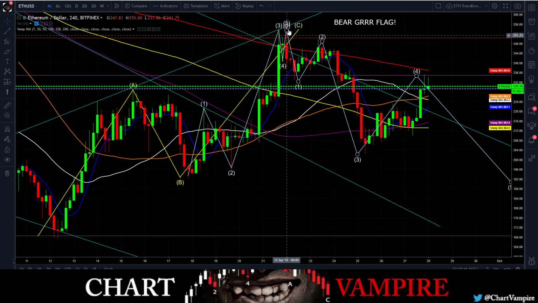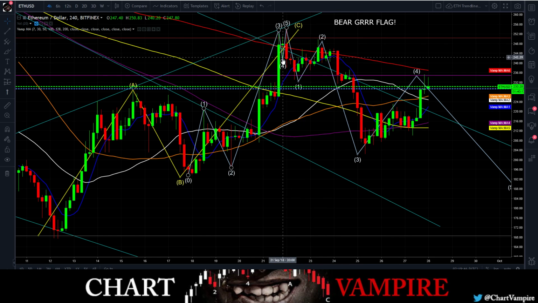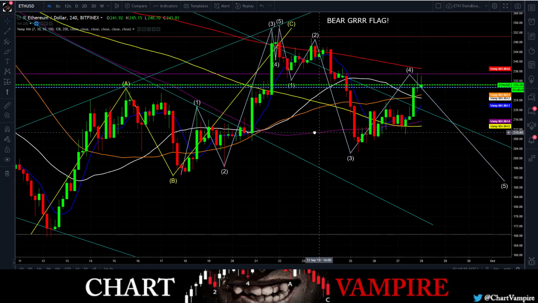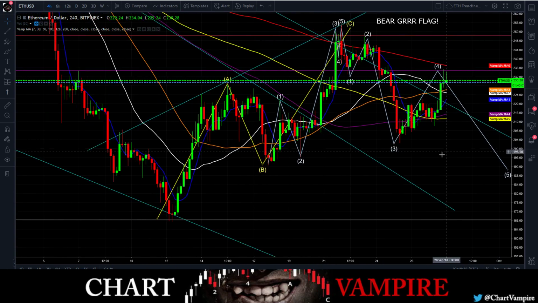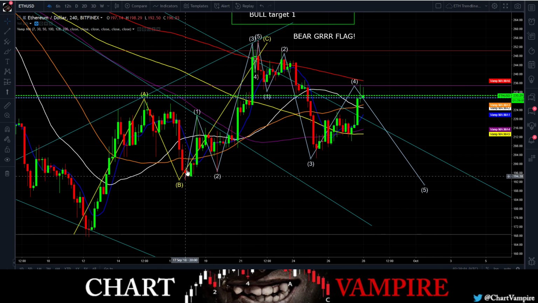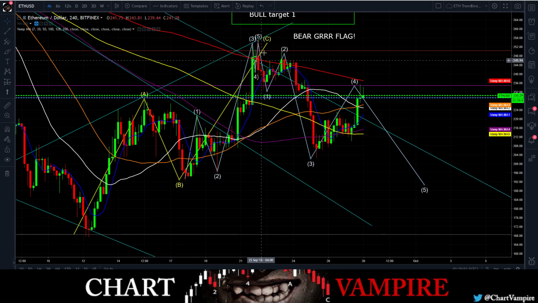I don't like the truncated fifth. I like this a lot better. I think this fits. This is a good candle, even though it got blown out, this is still a really good candle. And over here, now when you count down, you're going to count down for this pattern. So wave 1, 2, 3, 4, 5.